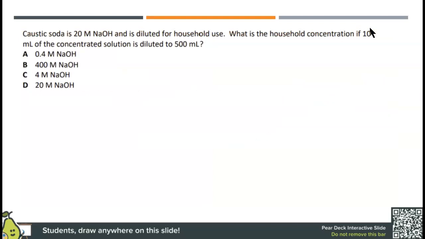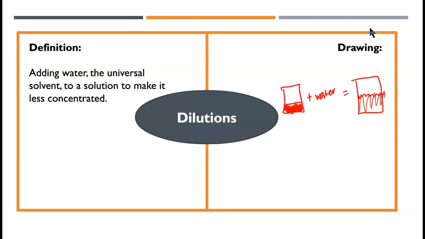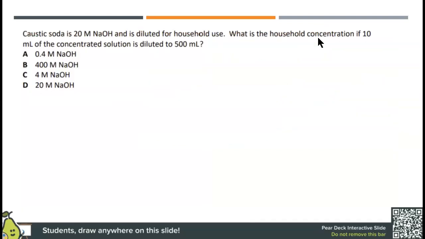So let's look at this one. Sorry, my bad, I almost forgot something important. You need this equation, M1V1 equals M2V2, which is the dilution equation where you're comparing the molarities to the volumes. It says caustic soda is 20 molar sodium hydroxide and is diluted for household use. What is the household concentration if 10 milliliters of the concentrated solution is diluted to 500 milliliters?